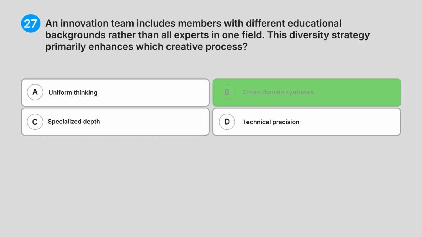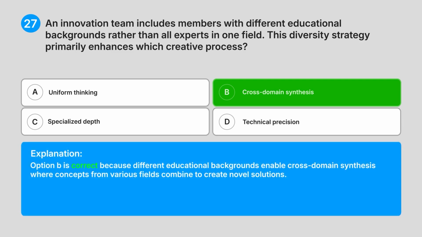Correct answer, B. Cross-domain synthesis. Explanation: option B is correct because different educational backgrounds enable cross-domain synthesis, where concepts from various fields combine to create novel solutions.